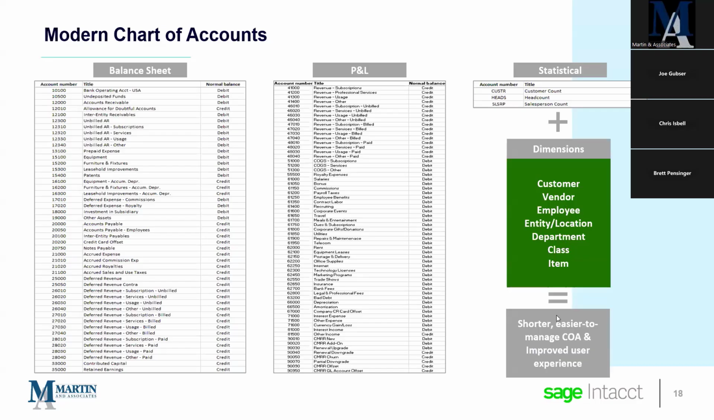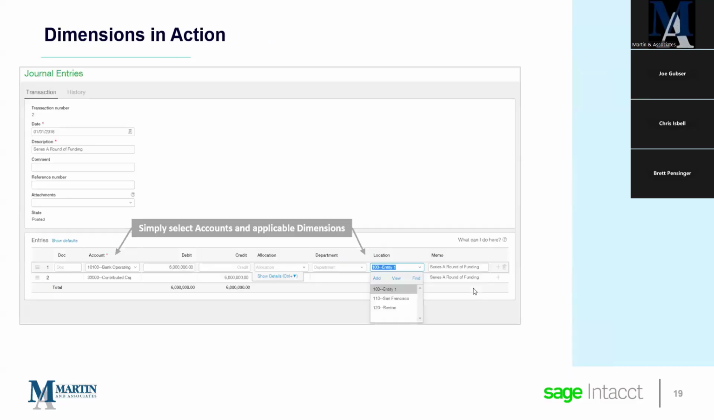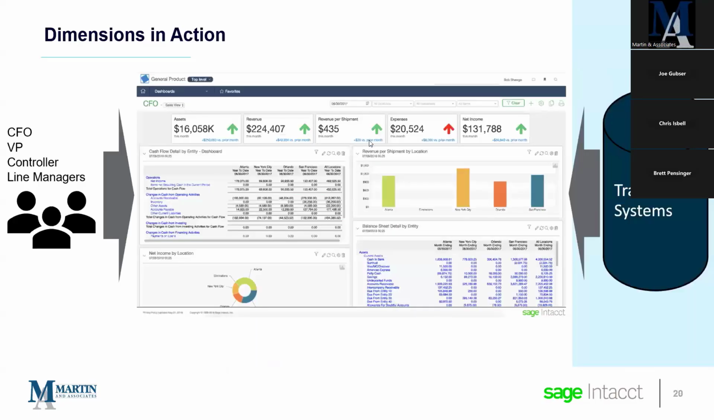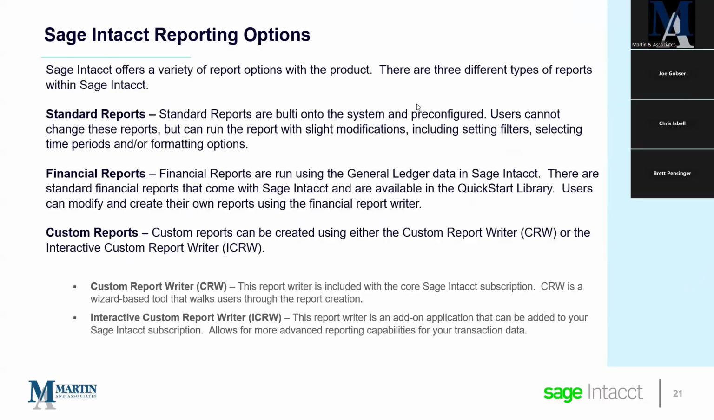It uses the dimensions to have a shorter, easier to manage chart of accounts for posting your transactions. And then we're going to get into dimensions in process, but you'll see here's a journal entry. We picked our account. We tagged it to a department. We tagged it to a location. That gets updated, and we see that on our reports right here. You can also use that on your dashboards that we're going to see here in a little bit, where you can filter by that up here at top.